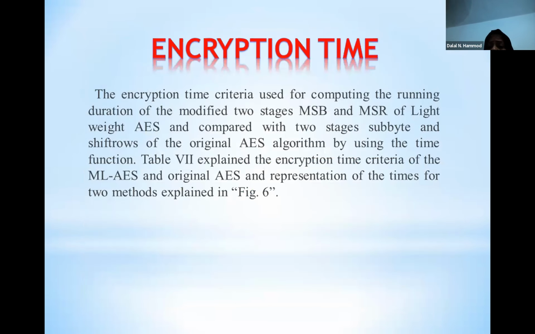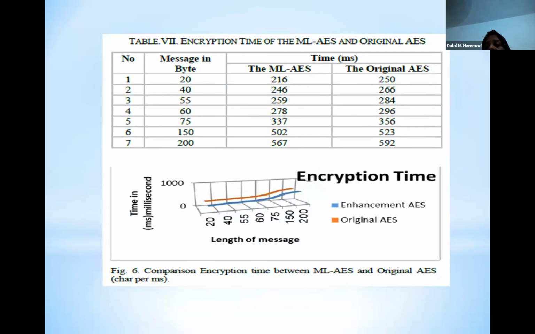In encryption time, the MLAES takes less time compared to the original AES, because the S-box table has minimal storage and a short time for searching each value in this table. This is faster, or has a good speed, for MLAES.